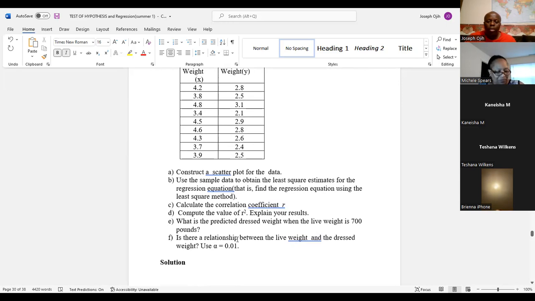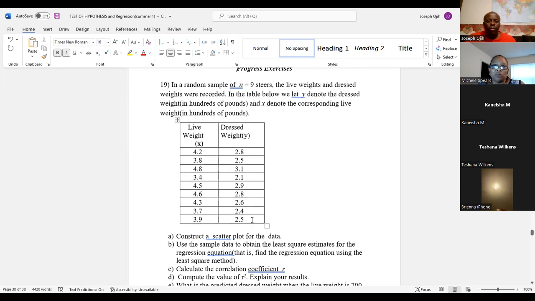Is there a relationship between the live weight and the dressed weight? Okay, you ready? Let's do it. Oh, that's a lot to do. Yeah, but with Excel, you see, without Excel, it takes you more than an hour to finish this. But with Excel, it takes you a few minutes.